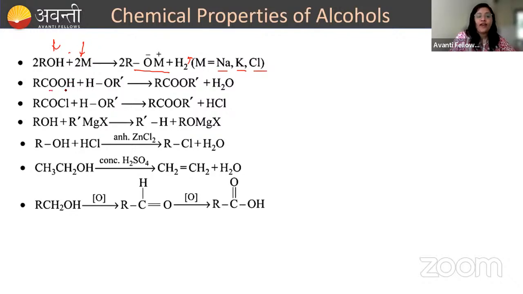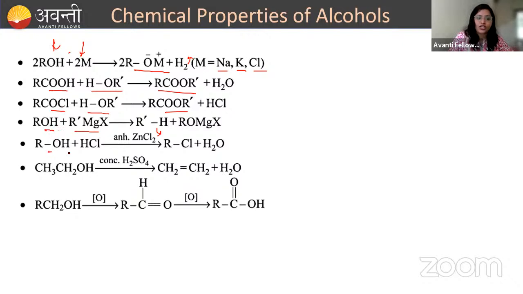If an acid reacts with our alcohol, there will be formation of ester. We know this reaction, ester formation, right? Again, if acetyl chloride reacts with the alcohol, there is formation of ester. So these are very, very important reactions. Esterification reactions are these, right? Next, when a Grignard reagent reacts with our alcohol molecule, there will be formation of what? Alkanes. R-H means hydrocarbons are formed.